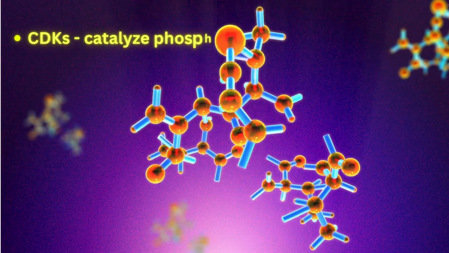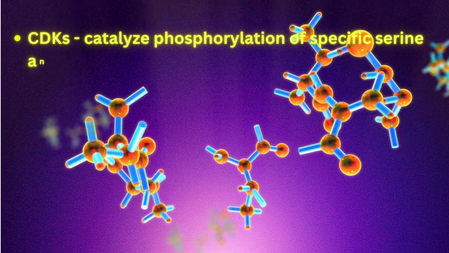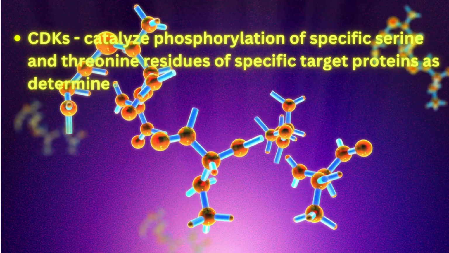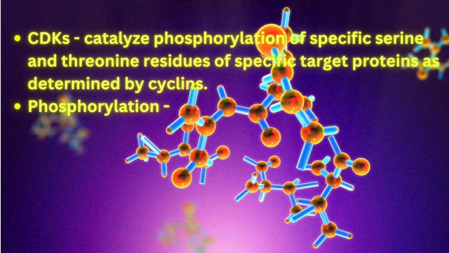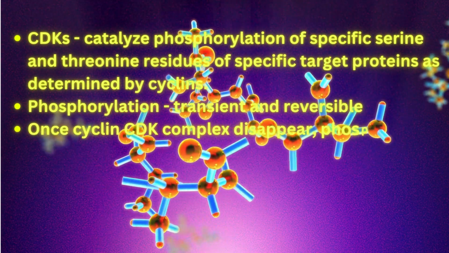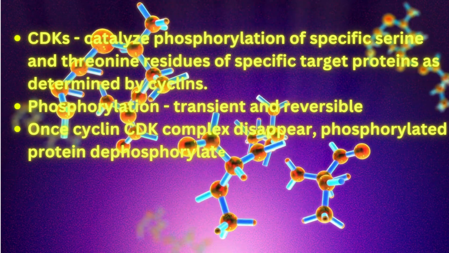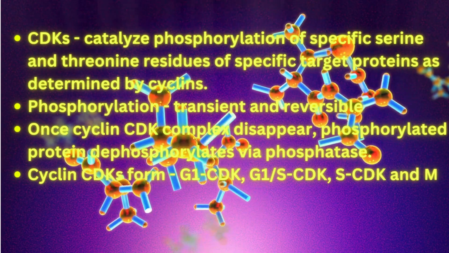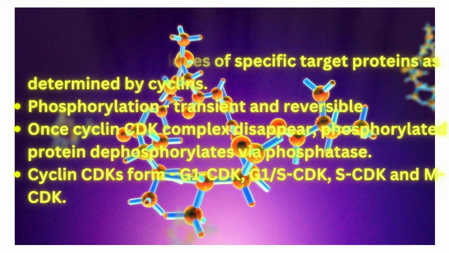CDK catalyzes phosphorylation of specific serine and threonine residues of specific target proteins as determined by cyclins. Phosphorylation is transient and reversible. Once cyclin CDK complex disappears, phosphorylated protein dephosphorylates via phosphatase. Cyclin CDK forms are G1 CDK, G1/S CDK, S CDK, and M CDK.